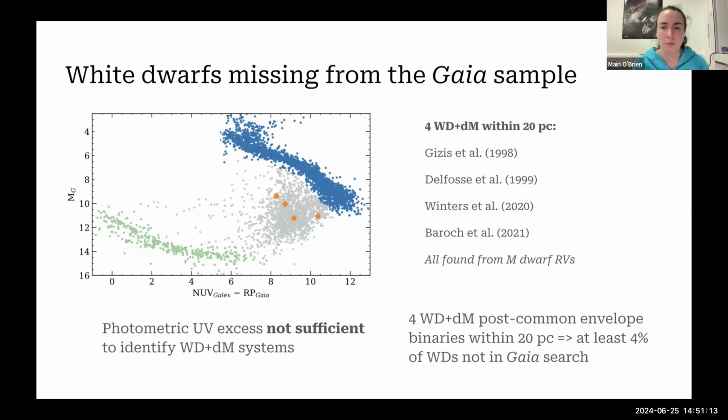There are 4 known white dwarf M dwarf close binary systems within 20 parsec, and these were all found through radial velocity surveys of M dwarfs where a 0.6 solar mass companion was identified, which is not visible in the optical, so it's probably a white dwarf. And if we know of 4 of these types of systems within 20 parsec, that's roughly 4% of that volume missing from the Gaia search. So if we extrapolate that out, that's quite a large number of systems, at least, missing from our Gaia search.